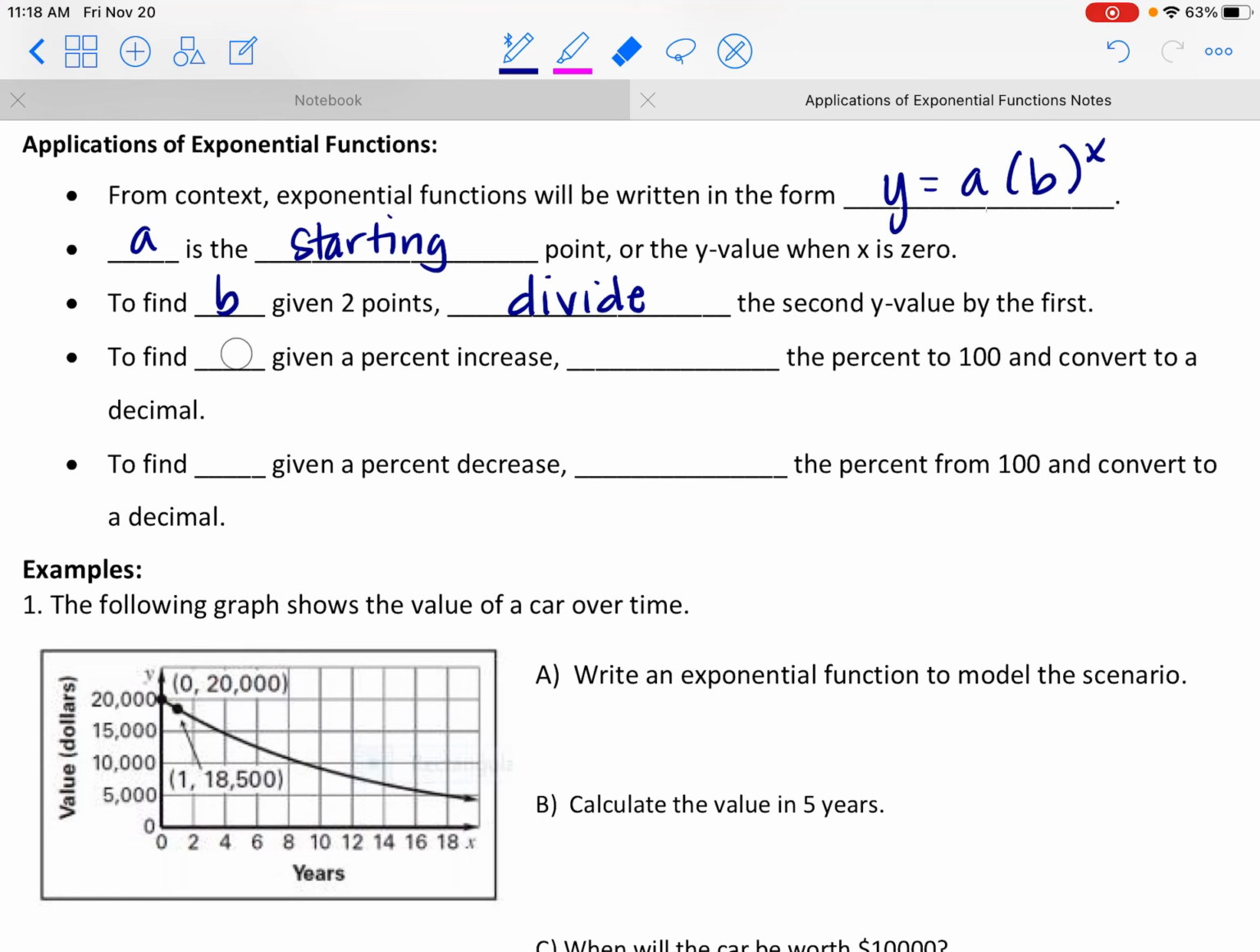So if you want to find B, and you're given the percent increase, you will literally just add that percent to 100 and then convert it to a decimal. So add the percent increase to 100, because you start with 100%, you add some certain percentage, and that's going to be B. Now if you're looking at a percent decrease, then again you're going to start at 100%, but then subtract the percent by which you're decreasing and convert to a decimal, and that's going to be your B.